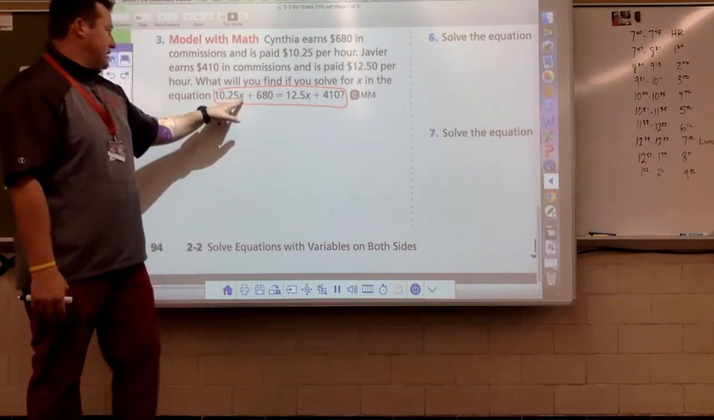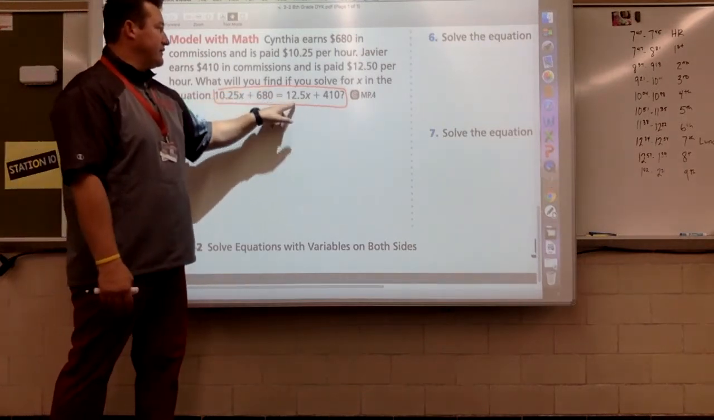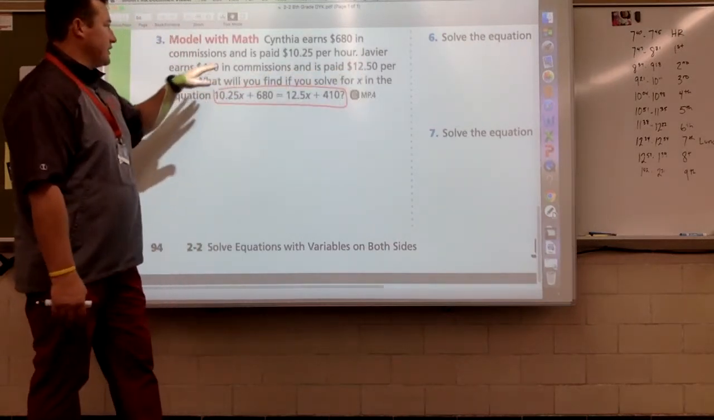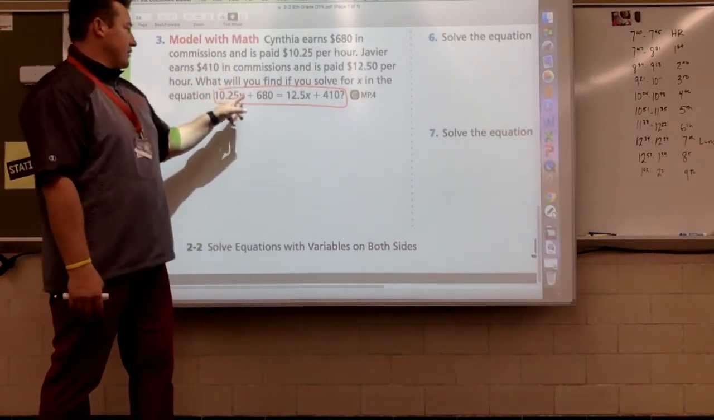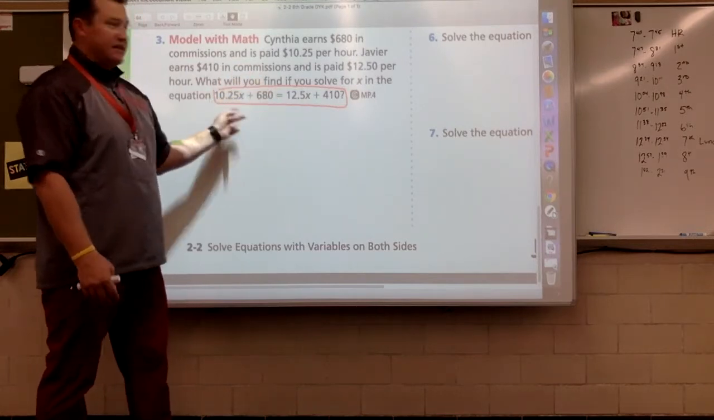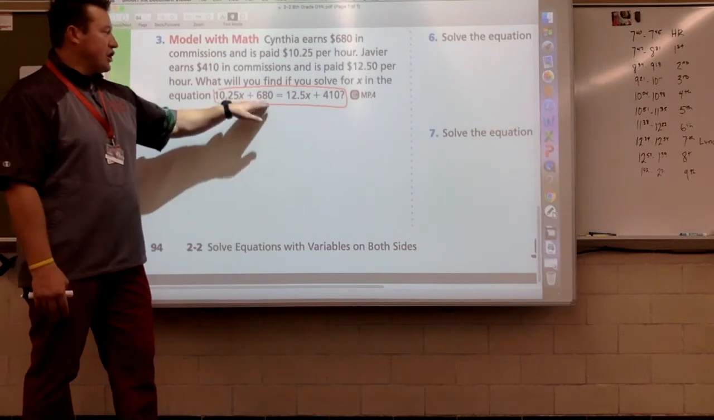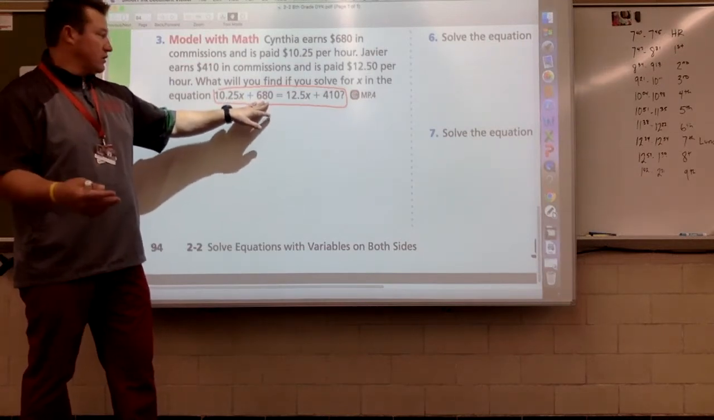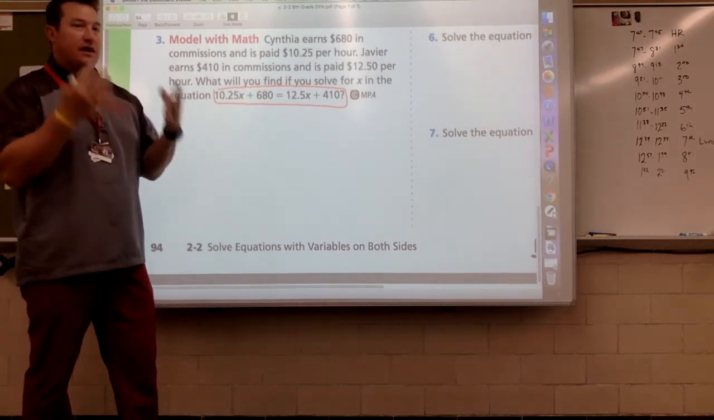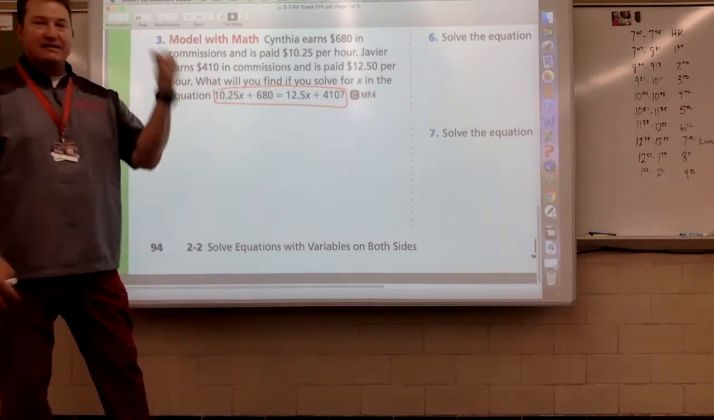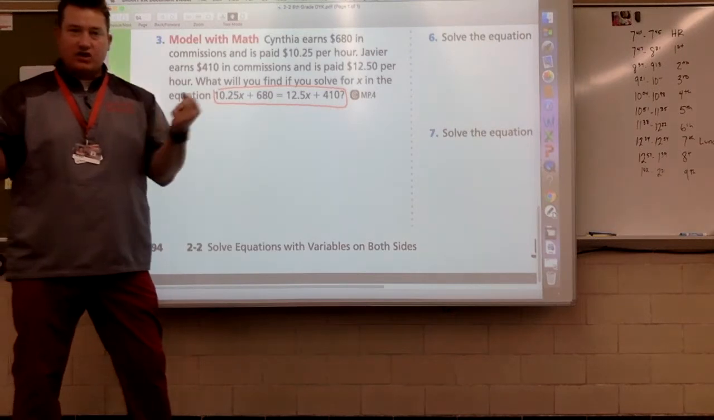So 1025 has an x, 1250 has an x. Those, right, those are hourly rates that they're getting paid, right? Here's how much money Cynthia makes. Remember, she makes money two different ways. She gets this hourly rate. She also gets this commission. We add those two amounts together. That's how much she gets. Same structure happens for Javier. He has that hourly rate. He has that commission. We add those together.